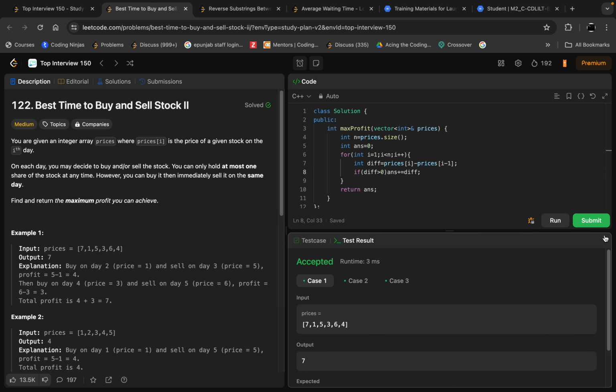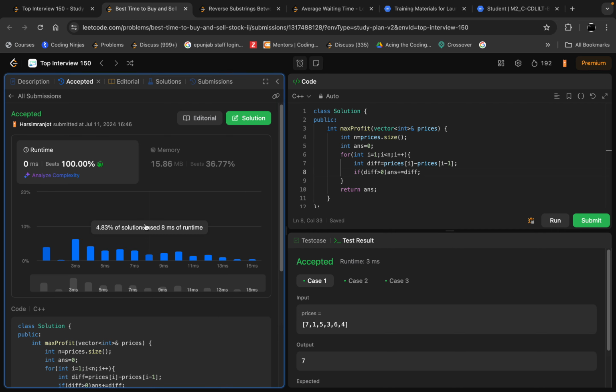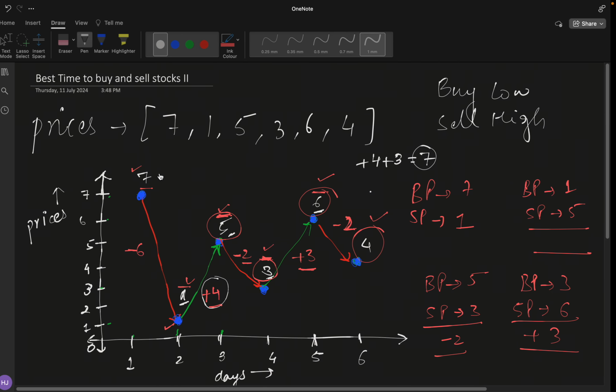So let's just run this code, and yeah, it works fine. So let's submit it. And well done, we have done this code in 0 milliseconds. Okay, that's fine.